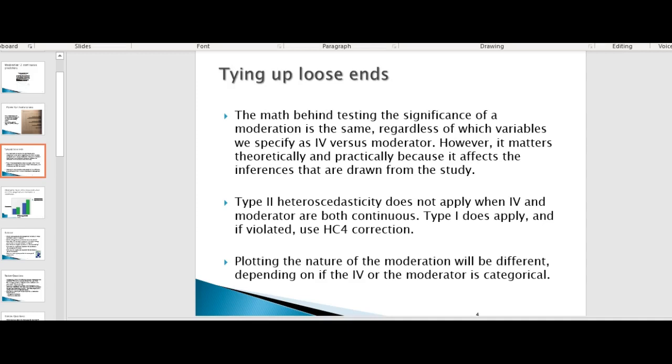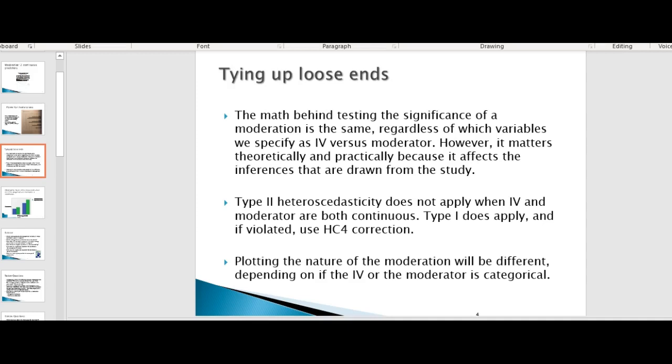Second, a common question comes up: do I need to test for type 2 heteroscedasticity in the case of two continuous predictors interacting? The answer is no. Type 2 is only for the case where one of the variables involved in the moderation is categorical. So let's review. If you have a categorical control variable, that one you'd want to do a quick Levene's test on to see about homogeneity of variances.